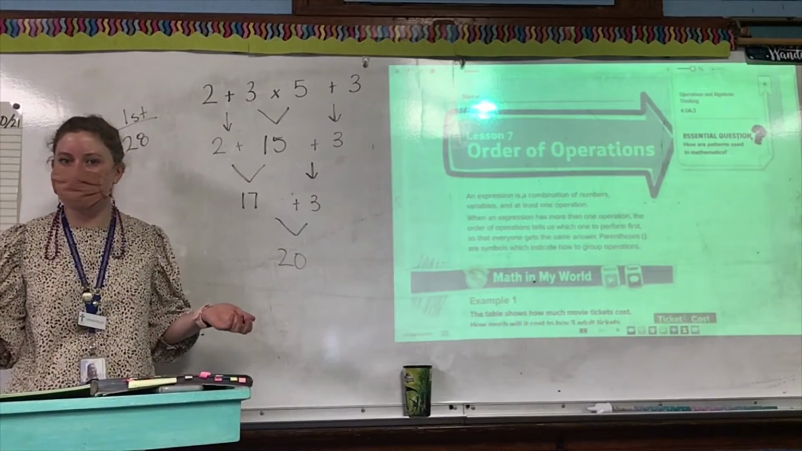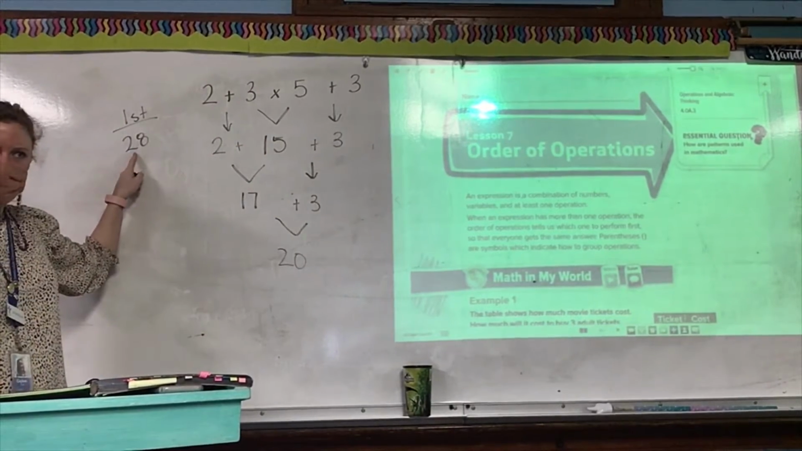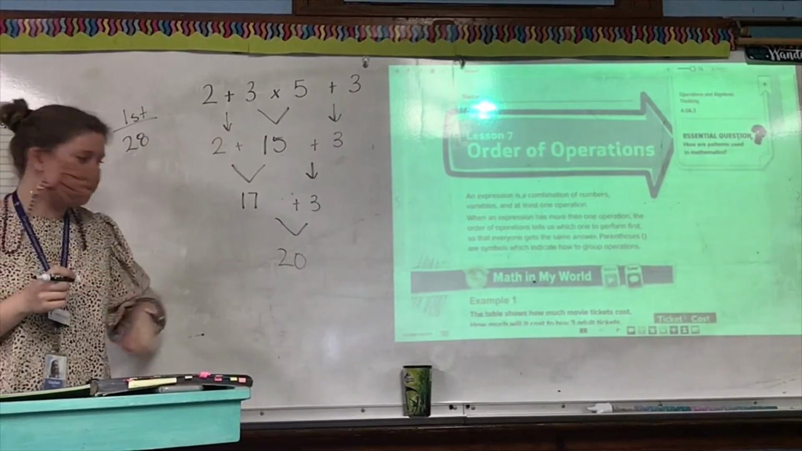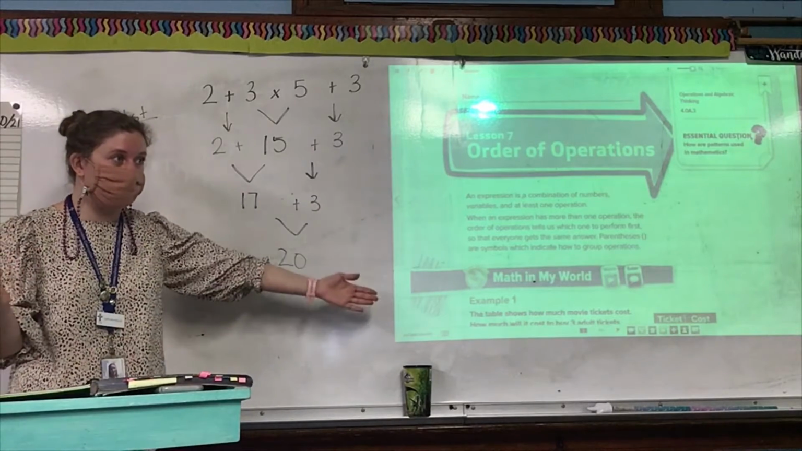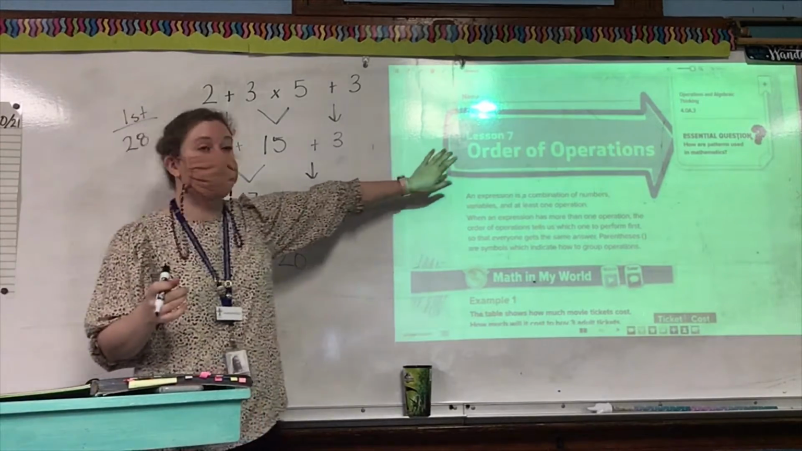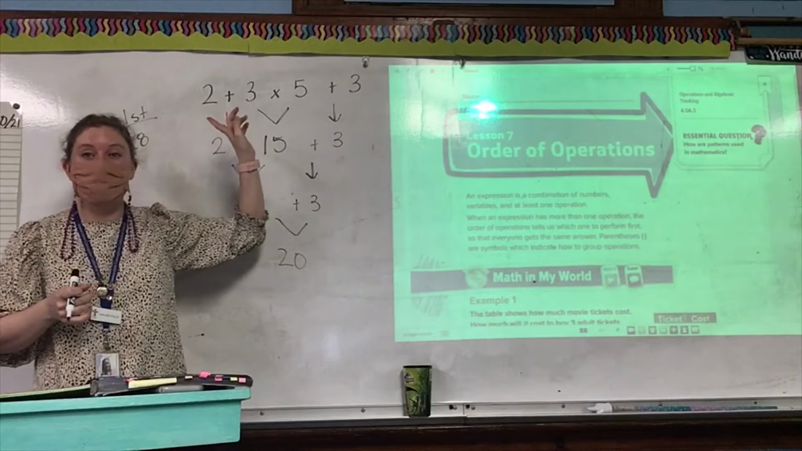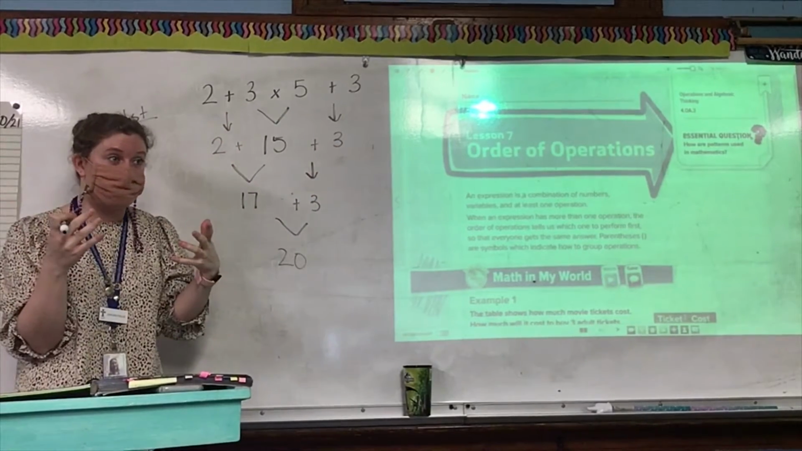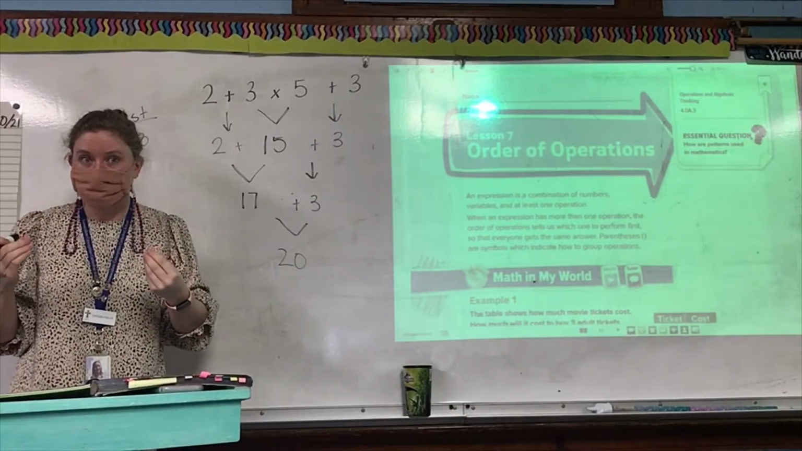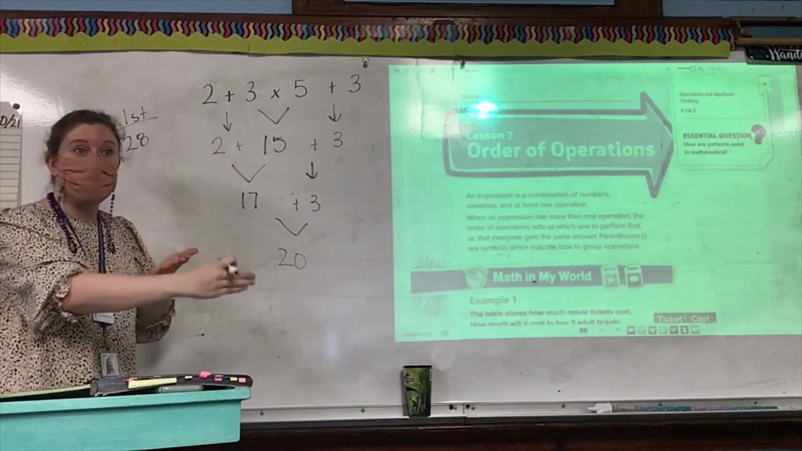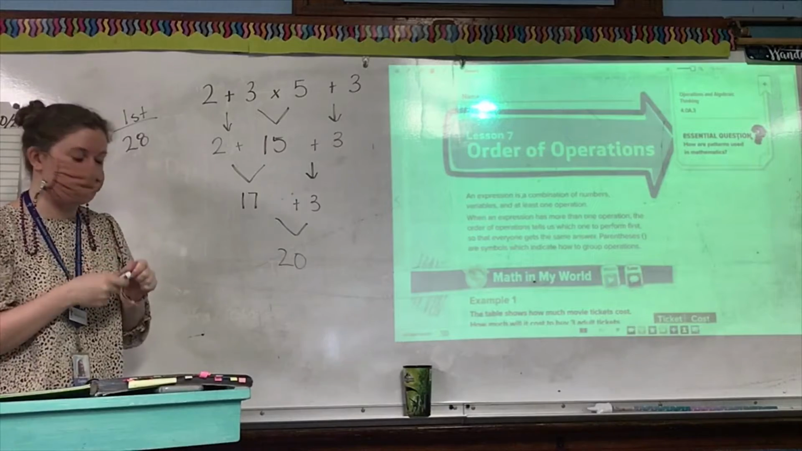I got a different answer. My first answer, when I just solved from left to right, was 28. But when I did the multiplication first, my answer was 20. So which one is right? The first or the second? Well, today we're going to learn about the order of operations, which is going to tell us our second answer is right. Because when we have more than one type of operation in a problem, we have to solve it in a certain order. Order of operations means this is the order that you do the operations. And yes, multiplication does come before addition.